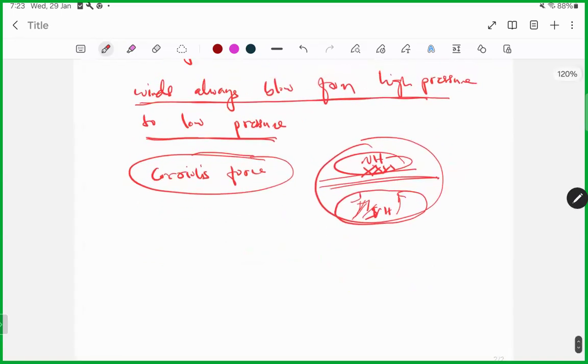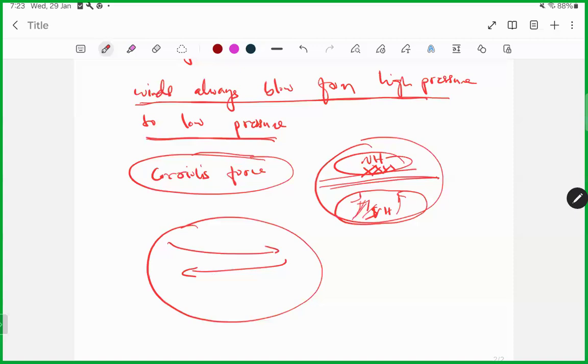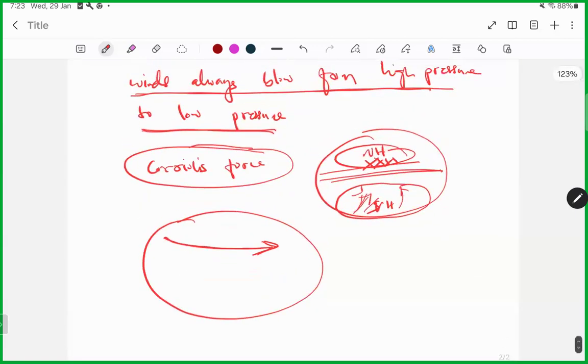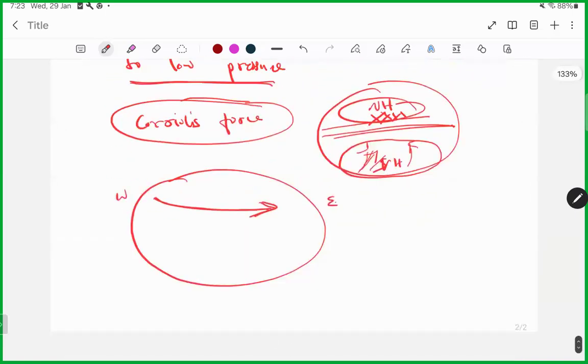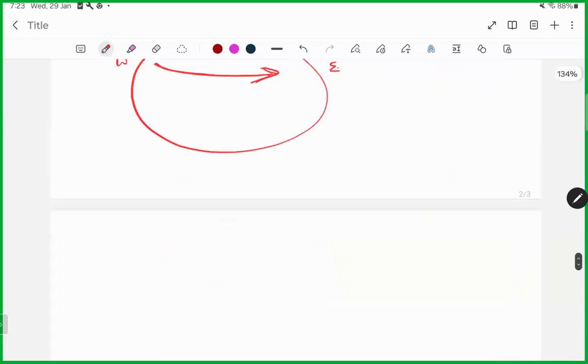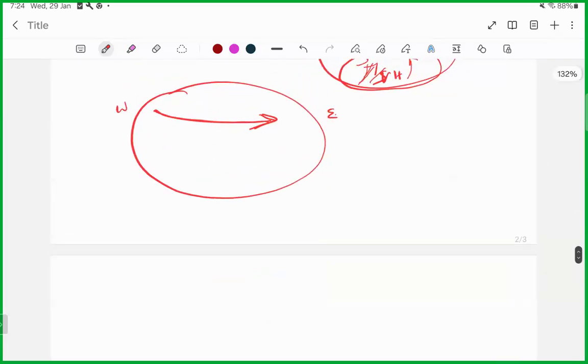Due to the rotation of the Earth, does the Earth rotate from east to west or west to east? West to east. Sometimes this question is also asked in the exam. Due to this rotation, the Coriolis force is generated parallel to the direction of rotation.